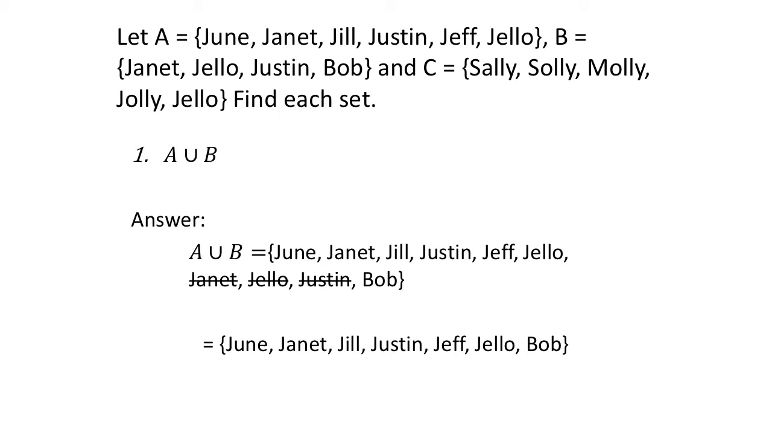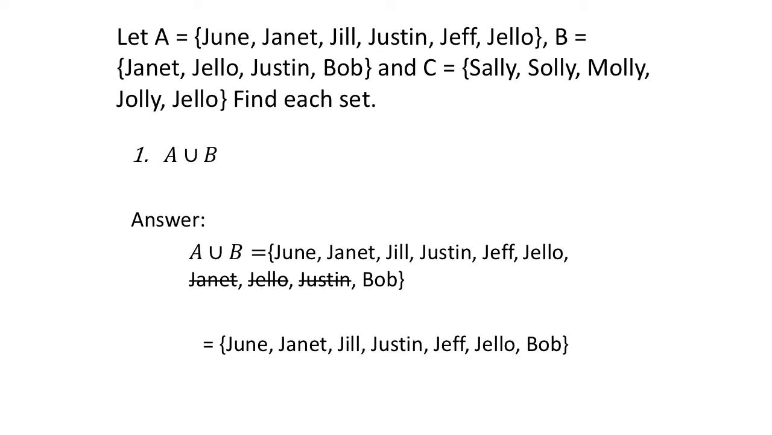Alright. Let A be the set June, Janet, Jill, Justin, Jeff, and Jello. B is the set Janet, Jello, Justin, and Bob. And C is the set Sally, Solly, Molly, Jolly, and Jello. We're going to use these 3 sets for several examples.